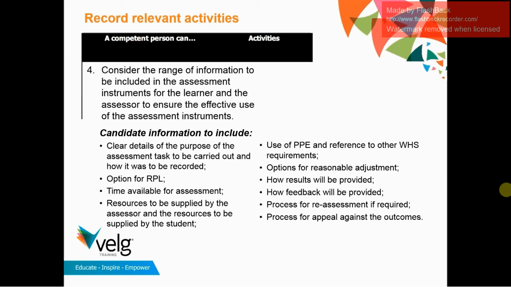So there's quite a few things here. Do I need any PPE, or do you need any PPE as a student? What are some of the options for reasonable adjustment that I might consider? You need to know about them. You need to know that it's not just going to be any option. It's going to be an option that I have to consider that will not in any way affect the rigor of the unit of competency. But you do need to know how results will be provided to you, how feedback will be provided to you, and also the process that you get to provide feedback again. And also, obviously, if there's going to be a reassessment or appeal, you need to be able to have that.